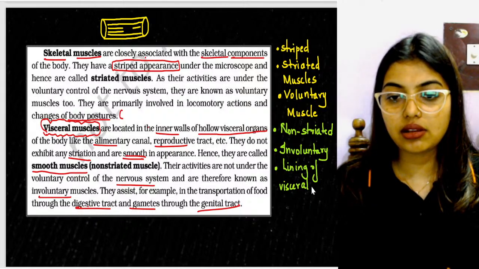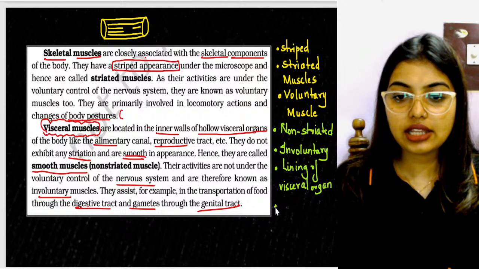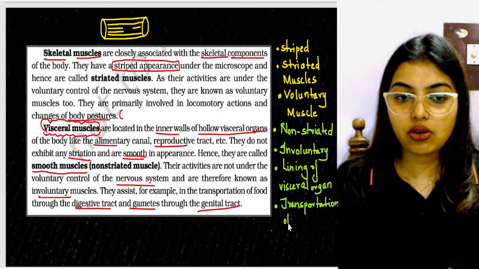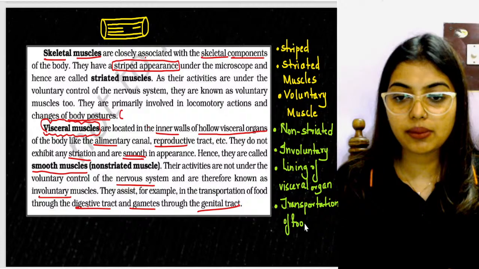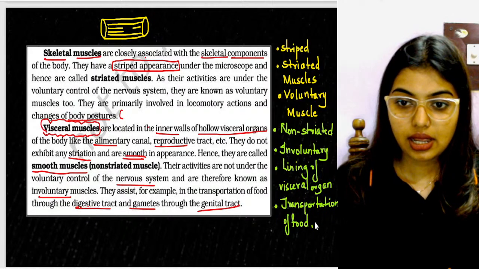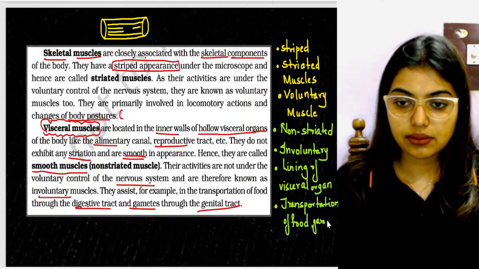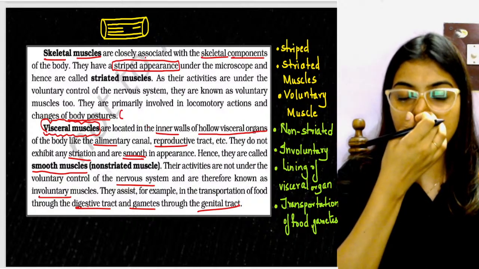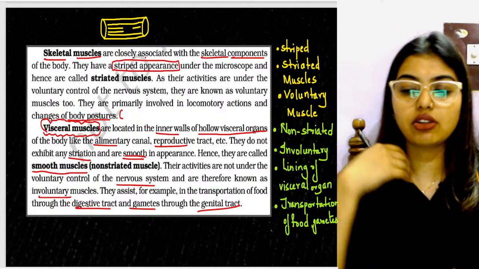Lining of the visceral organs, and they are also going to help in transportation of food and gametes. Okay, and this visceral muscle or smooth muscle, they can also be called that.